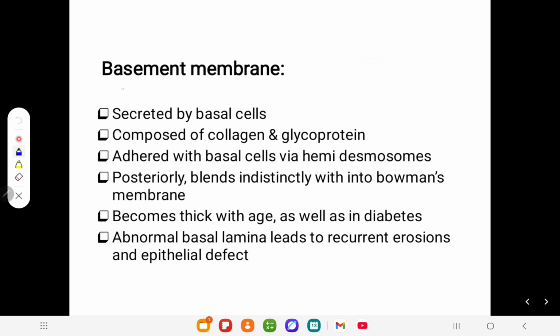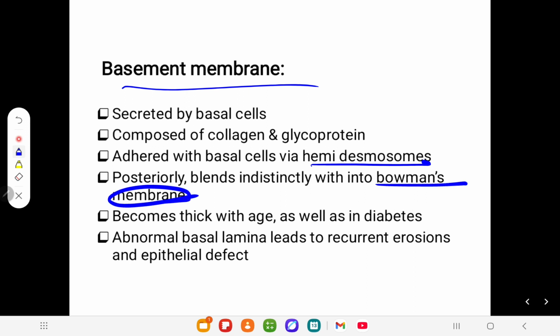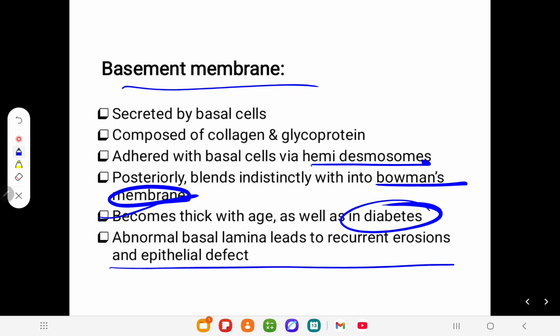So the basement membrane is secreted by the basal cells, composed of collagen and glycoproteins, and attached to the basal cells via the hemidesmosomes. That is the basement membrane of the epithelium, and posteriorly it blends indistinctly with Bowman's layer. It's not a membrane, it's a layer, Bowman's layer. It becomes thick with age, and in the diabetic case it's thicker. An abnormal basal lamella leads to recurrent erosion and epithelial defect. That's a very, very bad disease. Recurrent epithelial defect is a very, very painful disease.